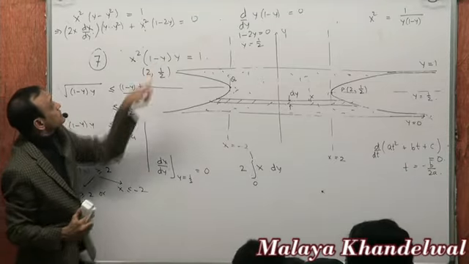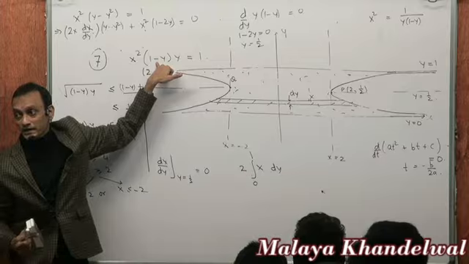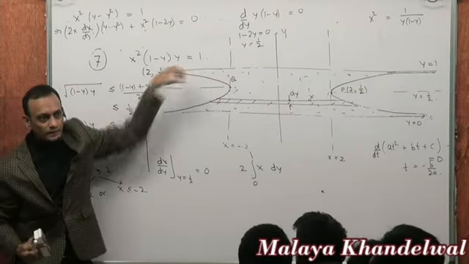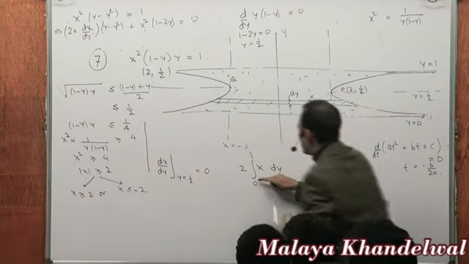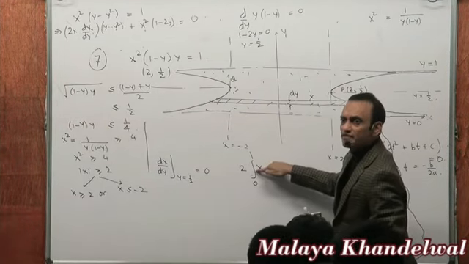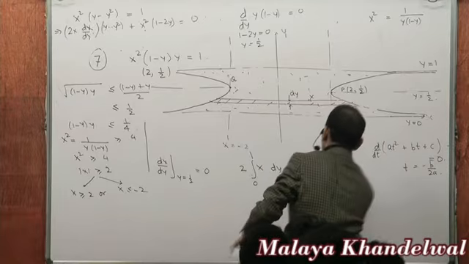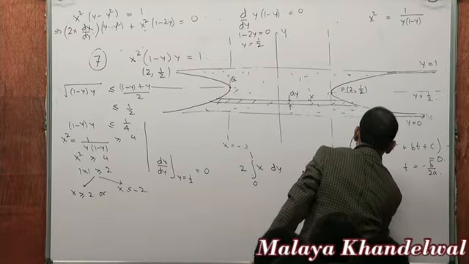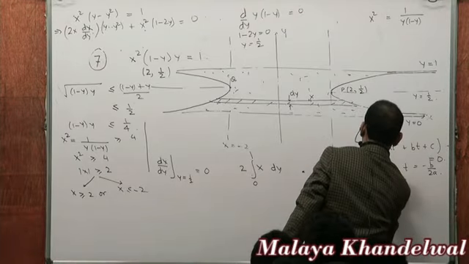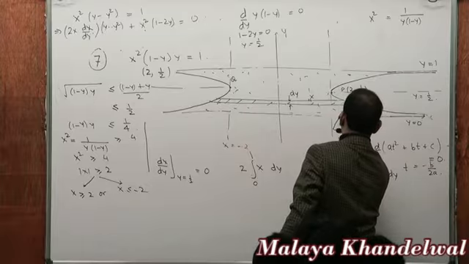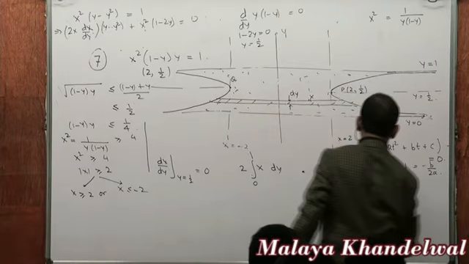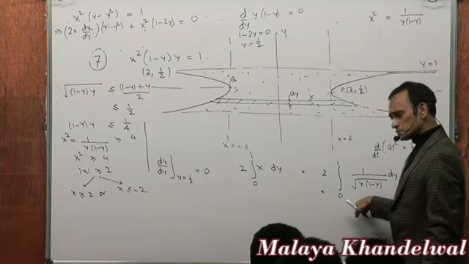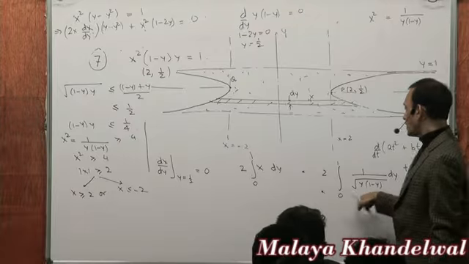x I can write as 1 by root of y into 1 minus y. See, x is 1 by root of y into 1 minus y, right? Because my subject of integration is y, I need to write everything in terms of y. So this then is twice the integral of 1 by root of y into 1 minus y dy, where y runs from 0 to 1. How do I integrate this?